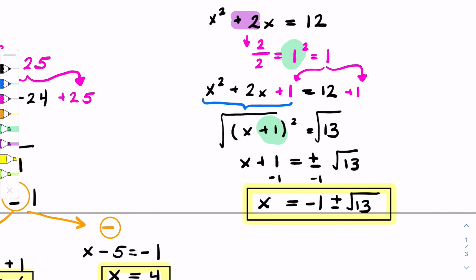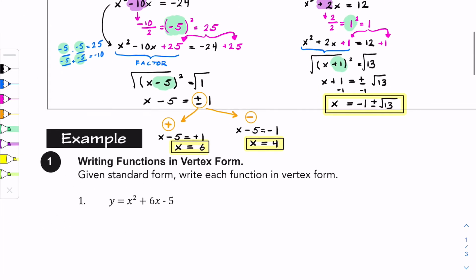Okay, so that's our review of completing the square. We are going to use this process, only a portion of this process, but again, we're going to use this process in order to convert between standard form and vertex form. That's the first example set that we're going to go over.